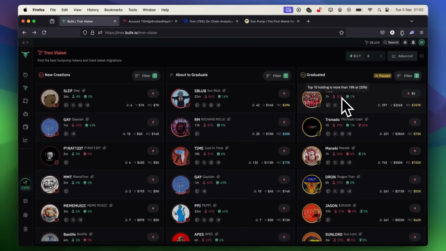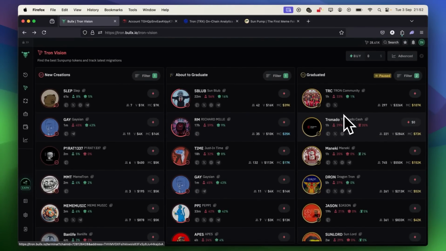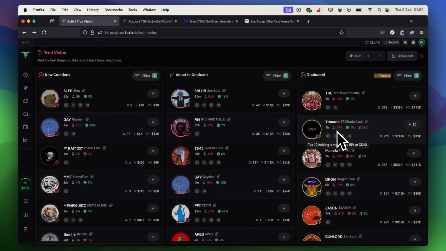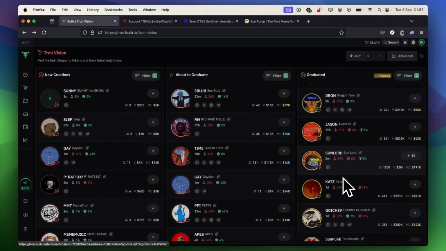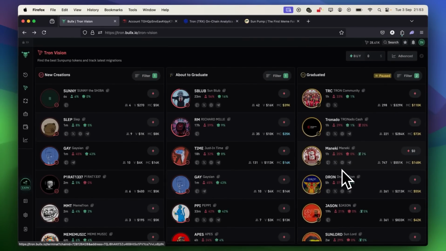30, 40 and above is definitely sketchy, because it means the top 10 holders own a bunch of supply, and we don't want to buy into tokens like that, because once those top 10 holders sell, it's going to impact the chart very, very heavily, right? So anything up to 20 or 30%, you can definitely look at those coins, but anything above, make sure to watch out.